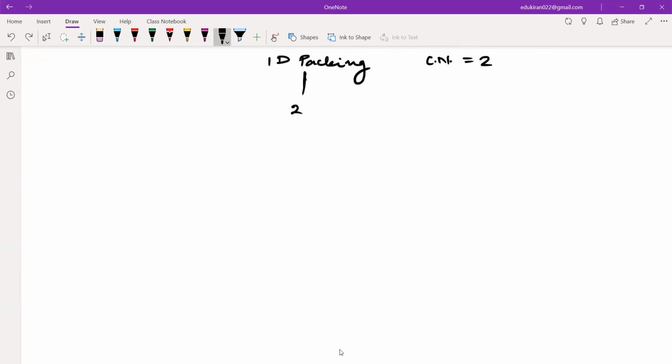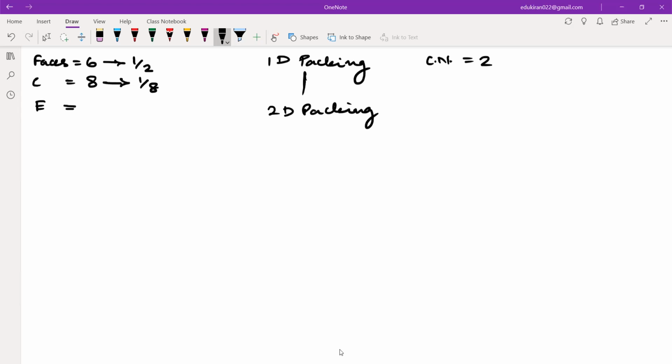2D packing से पहले एक चीज हम लोग को याद रखना है. So I'm writing each and everything that has to be remembered. There are 6 faces and each of its contribution is half. Then there are corners which are 8. Each of its contribution is 1 by 8. Then you have edges, and how many edges are there? 12. Each of its contribution is 1 by 4. Then face diagonal, which is equal to a root 2. Then body diagonal, which is equal to a root 3. Okay, so these are the information that you also need to remember.